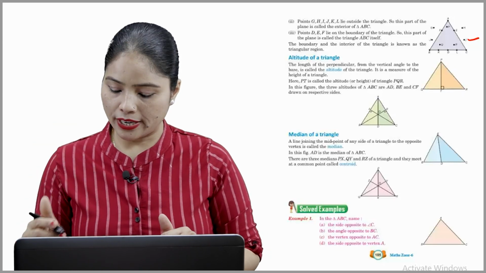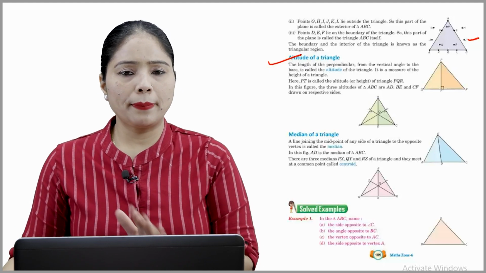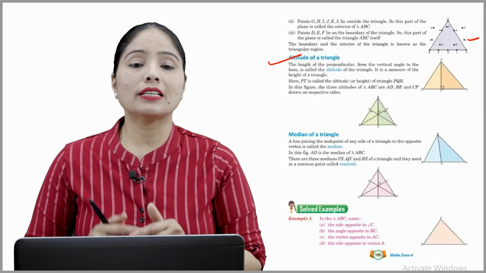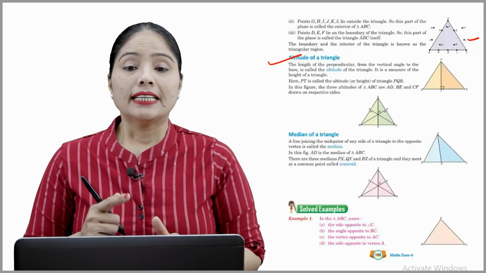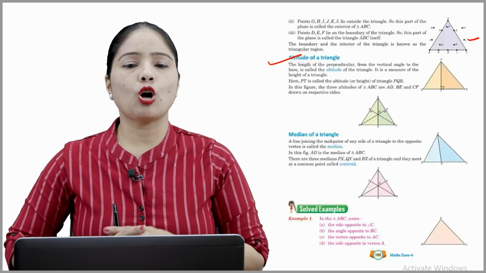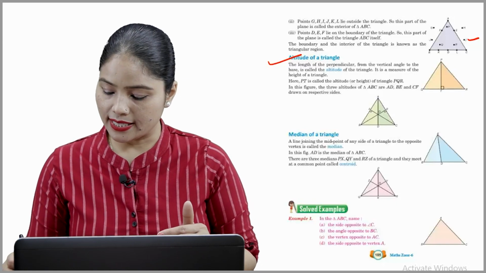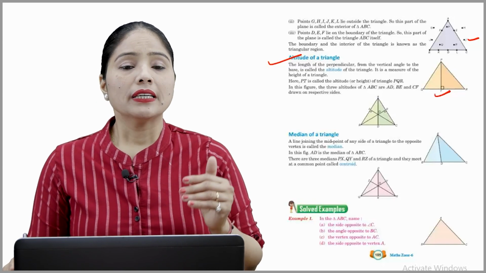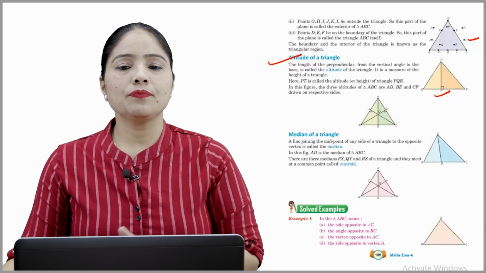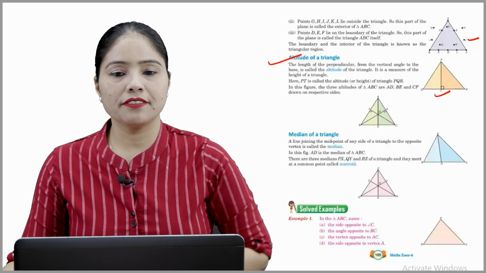अब altitude of a triangle क्या होता है? Let's see. The length of the perpendicular from a vertex to the base is called the altitude of the triangle. It is a measure of the height of a triangle. Here PT is called the altitude or height of the triangle PQR like this. Okay. In this figure, the three altitudes of triangle ABC are AD, BE and CF drawn on respective sides.